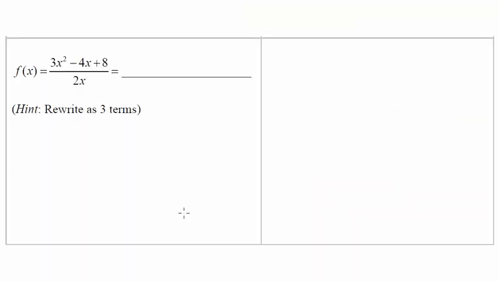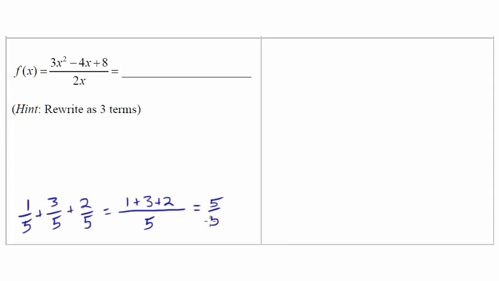Now let's look at one that's a little tougher. Now remember, in this course, if we see a quotient, we're going to need to rewrite that quotient. Now it might not be obvious how I could rewrite this, so let me do a little arithmetic review here. So let's say I had 1/5 plus 3/5 plus 2/5. All right, well, what would I do here? I would already have a common denominator of 5, so then I would just add those. 1 plus 3 plus 2 and get 5/5.